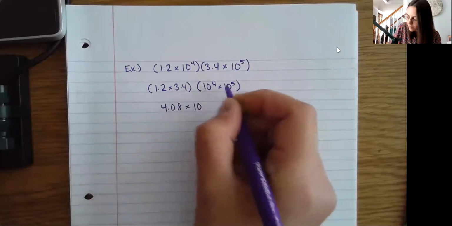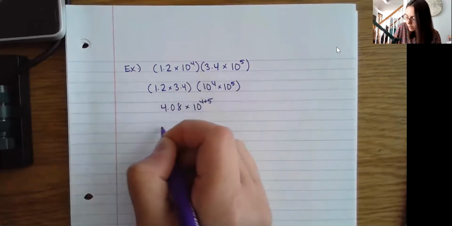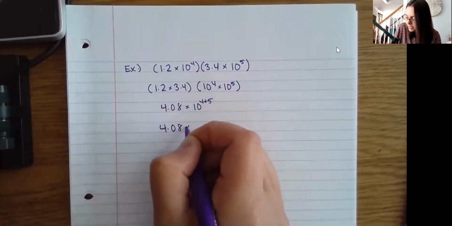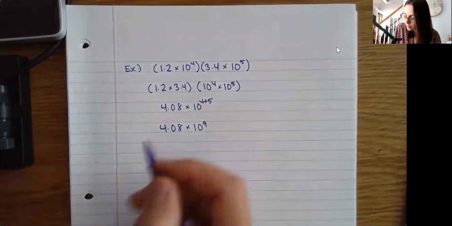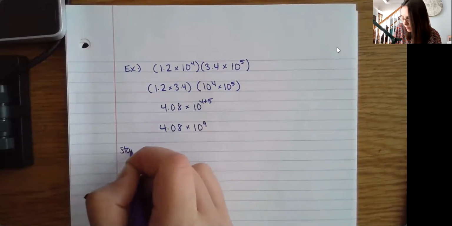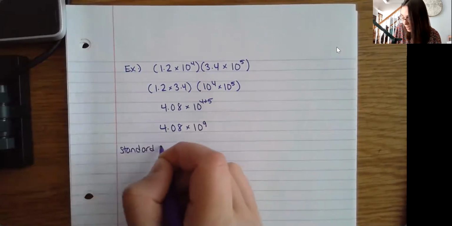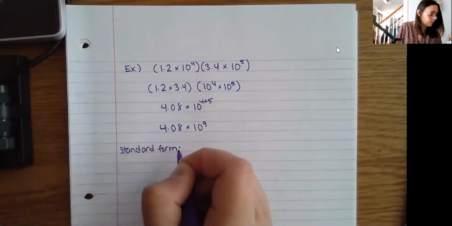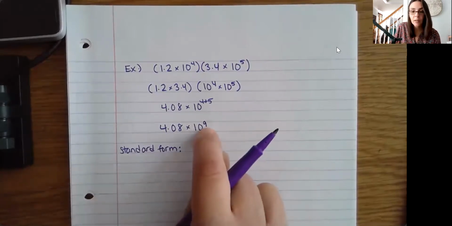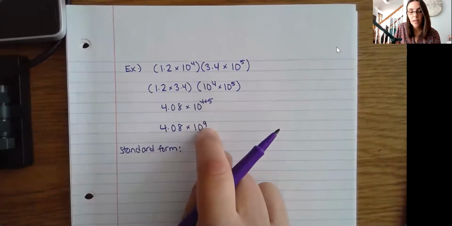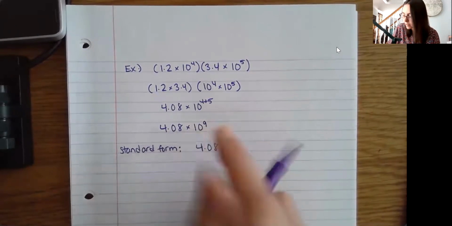And then here I have 4 plus 5. So I'm going to have 4.08 times 10 to the 9th power. Now, if I want to write my answer in standard form, so that's just as a regular number, then I'm going to notice here that I have a 9. So I'm going to move 9 places. And that value is positive, right?